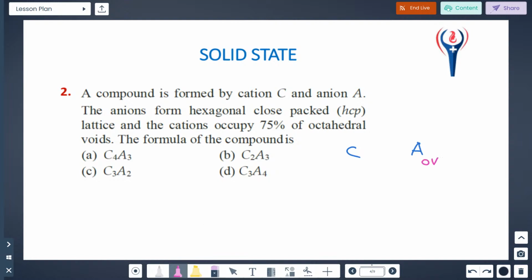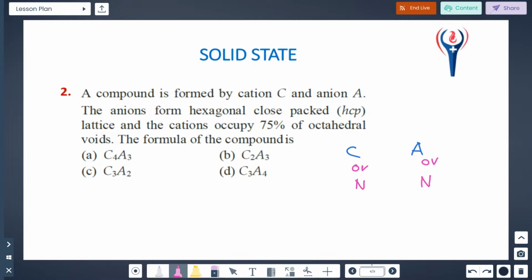Understood? OV, I put in the cation. See, the cation occupies 75% of octahedral voids. Here also octahedral voids are present. Okay. So for octahedral voids, what's the formula? The number of octahedral voids is what we consider n. The number of atoms is also n. Okay.